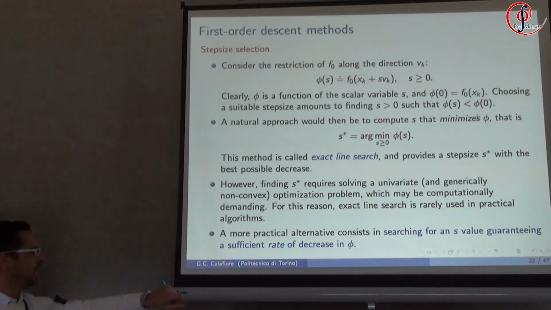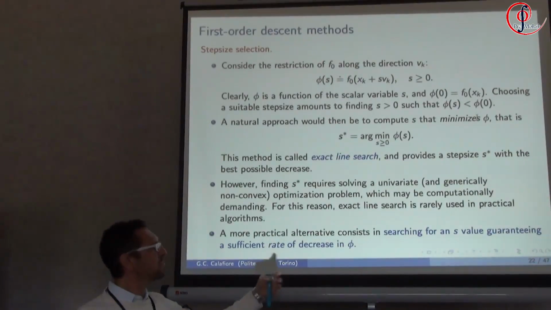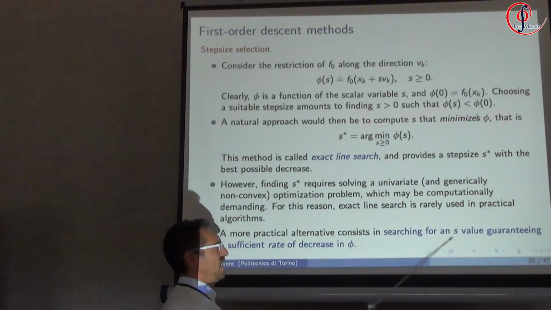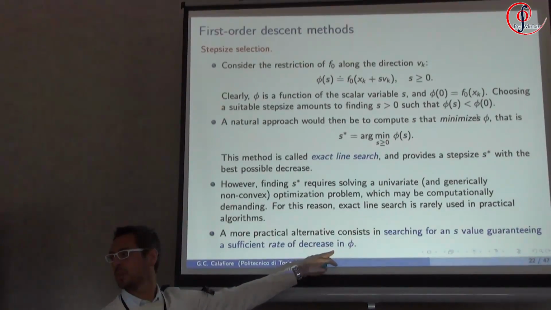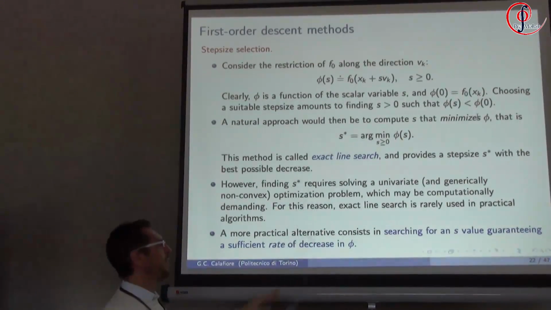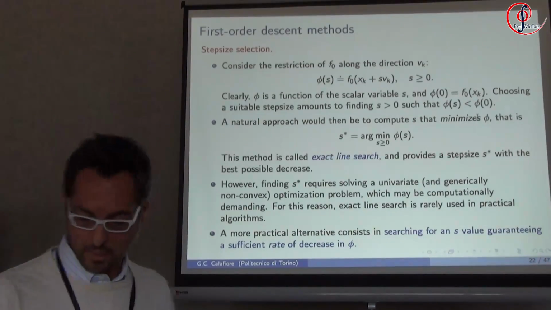So we need to find some alternative, which consists in searching for usable values of the step size, which are maybe not optimal, but which work in our algorithm. The idea will be to find step size values that guarantee a sufficient rate of decrease in the function phi. Not the minimum of phi, but any step size that guarantees a certain rate of decrease, in a sense that I will explain.